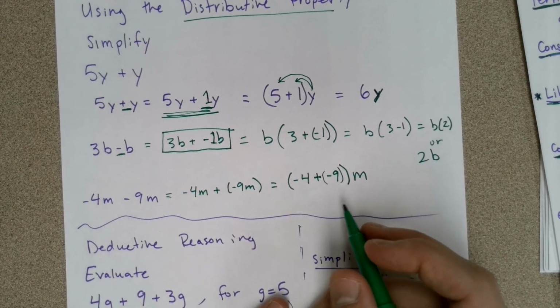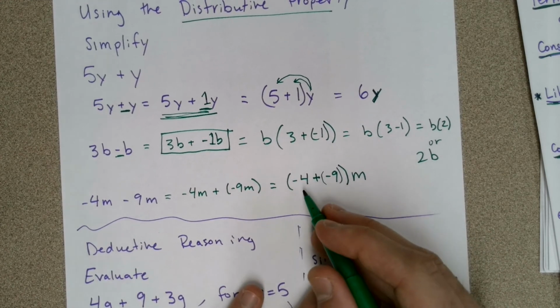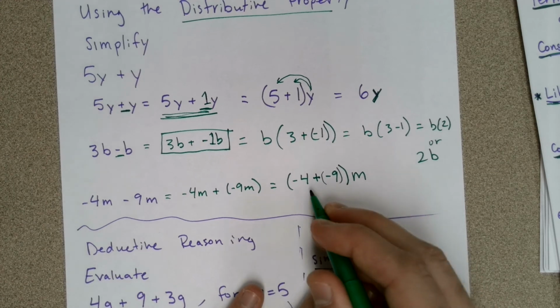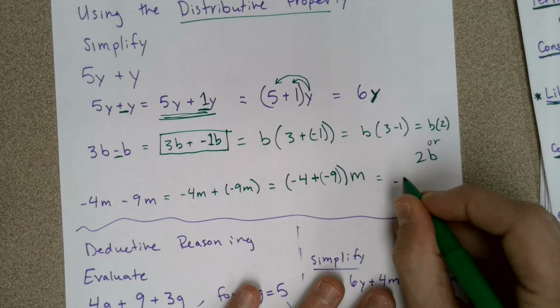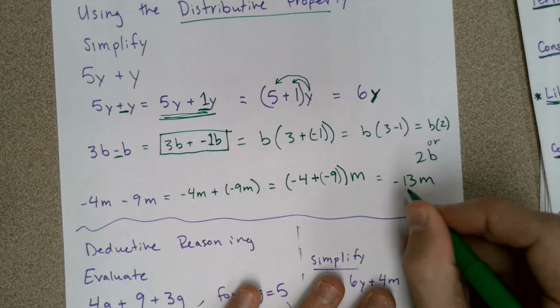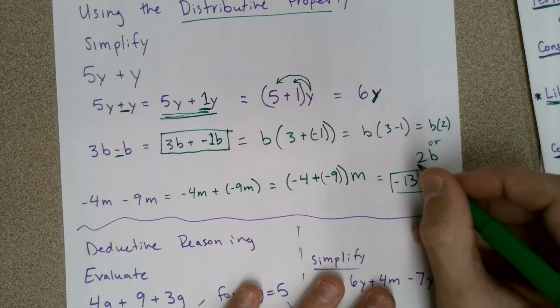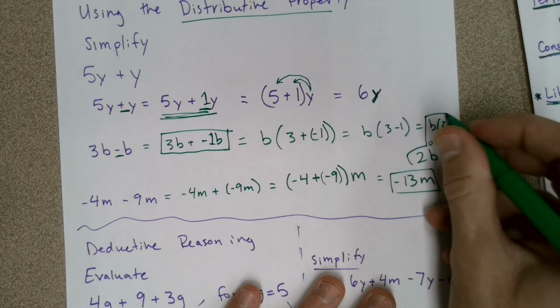Use that distributive property. Finally, negative 4 plus negative 9. I know adding two negatives is just like adding positives. Rewrite that as negative 13m. And that would be your final answer there. Let's box that last one.